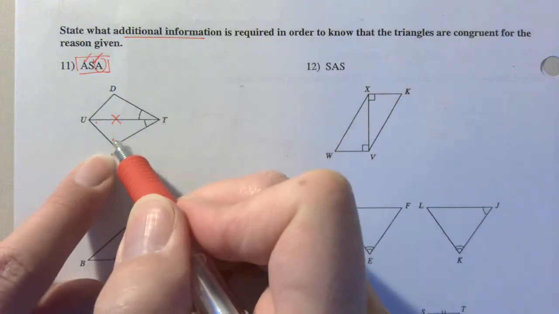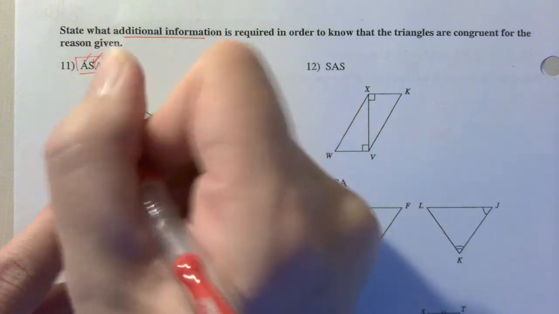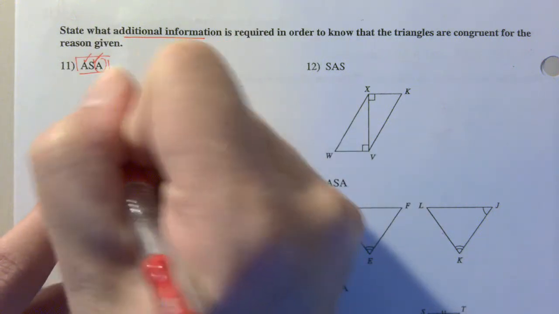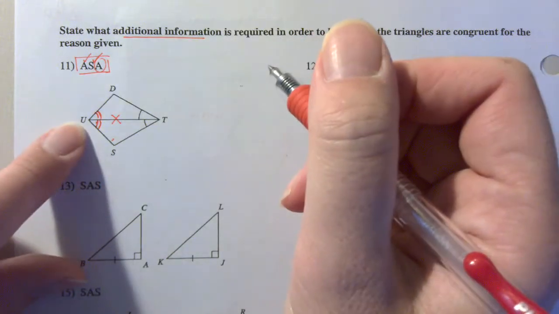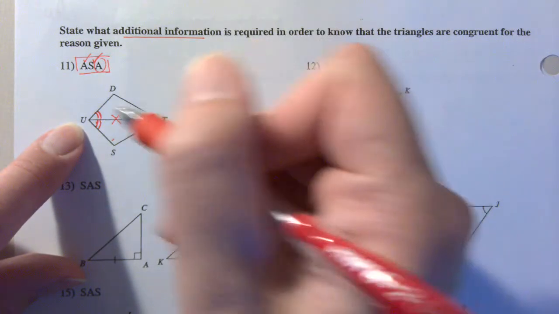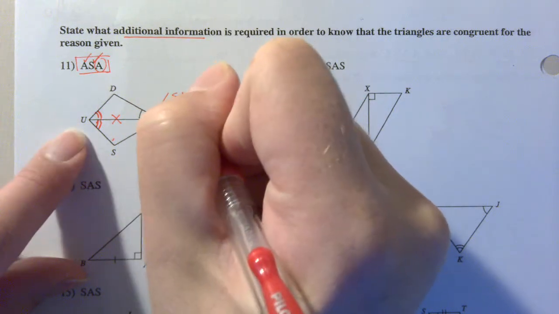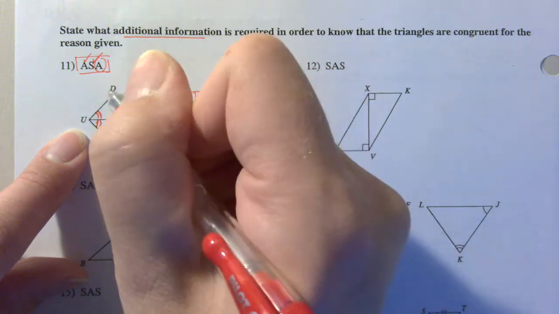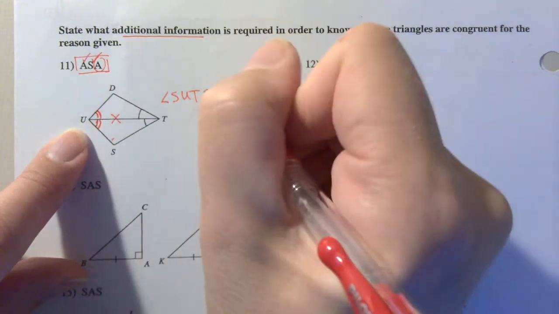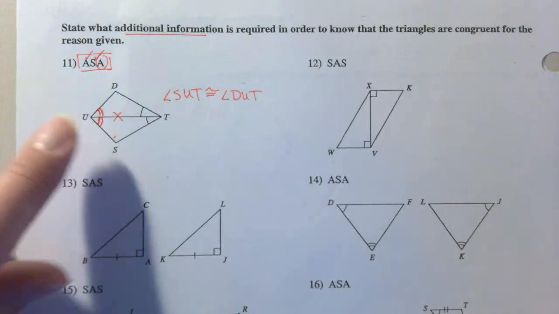Well, if I name this guy here, I have angle, side. I want the side in between, so it's got to be that this angle is congruent to this angle. That's what I needed. I can't call it angle U because it could be the big or the little, so I've got to say angle SUT would have to be congruent to angle DUT. So that's what you're doing on these.